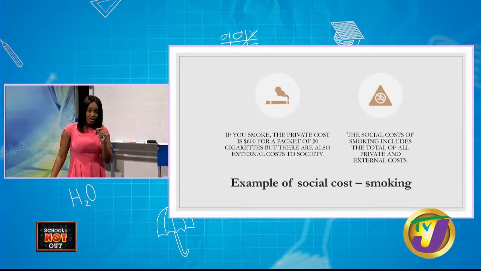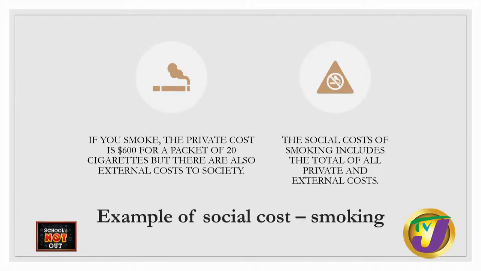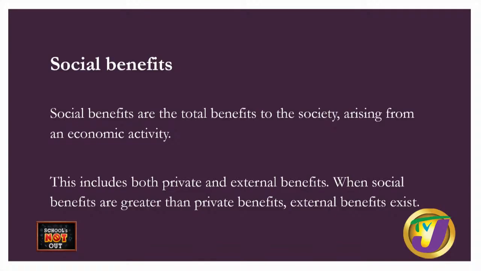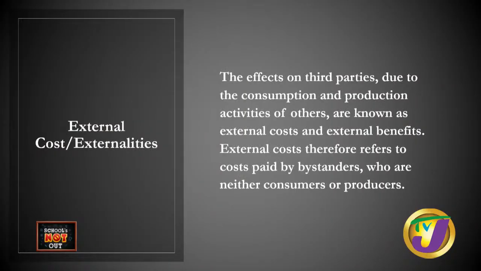So the social cost of smoking cigarettes includes the private costs, that's the cost of production and the cost paid by the consumers, and it also includes the external costs. So all the third party persons, all the persons who are not directly involved in the transaction that may be affected by someone smoking. And the concept of benefits is similar. So social benefits are total benefits. So social benefits looks at private benefits and also external benefits. Now, can you benefit from a transaction that you are not directly involved with? Yes, this is possible.